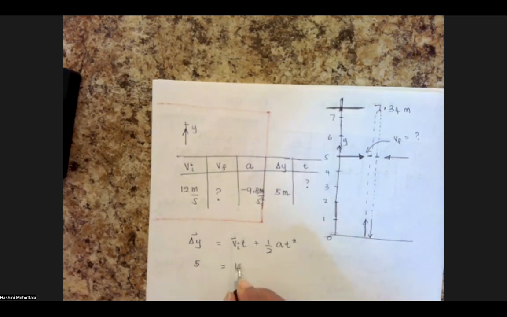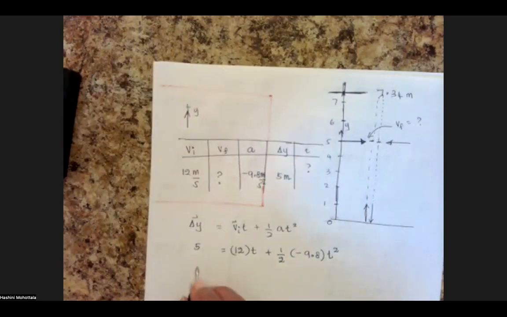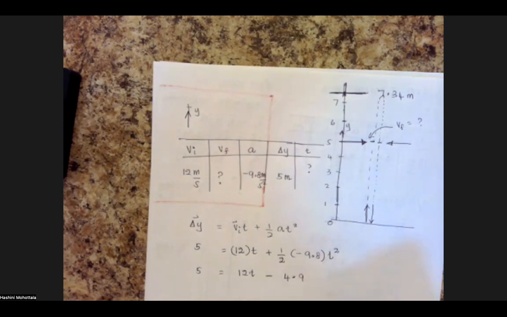Initial velocity is 12, and we don't know what time t is. And there you have 1/2, and a is negative 9.8, and then you've got t square. Now if I simplify this a tiny little bit, there you have 12 times t here, and then negative 9.8 divided by 2 is 4.9 t square.